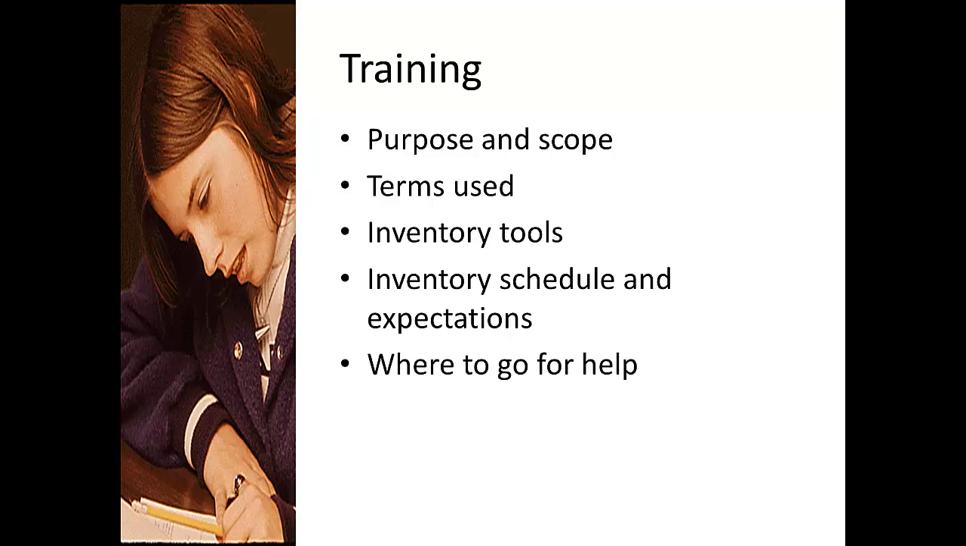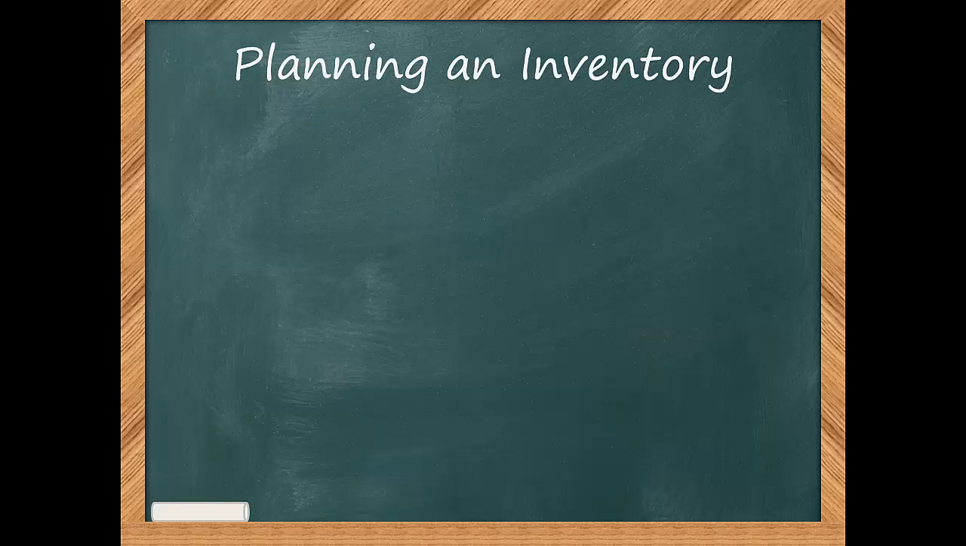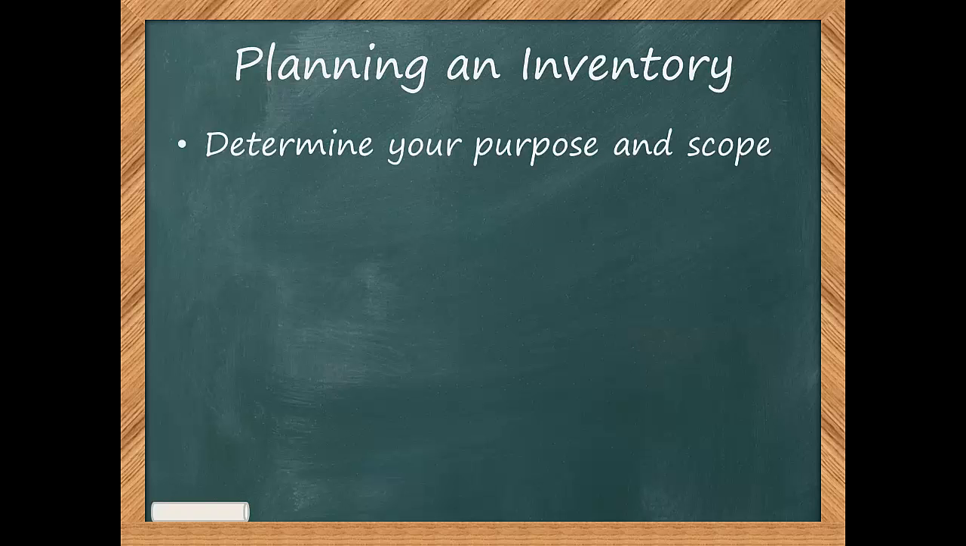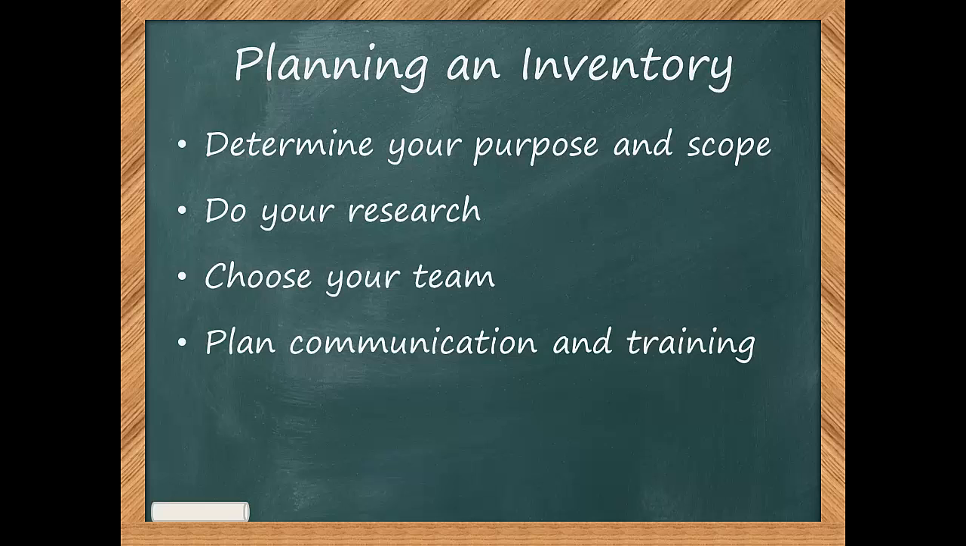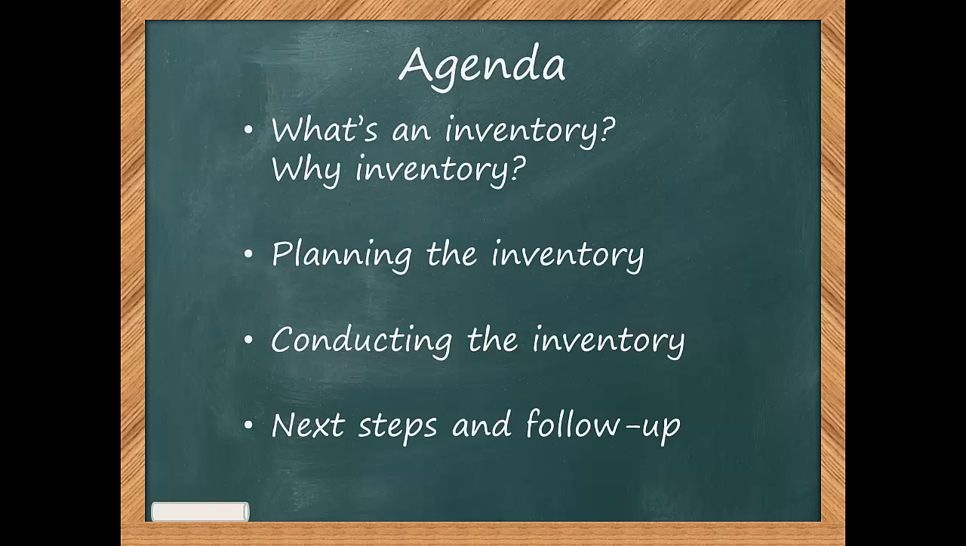To summarize, the planning phase of a record series inventory involves defining the purpose and scope of the project, doing some background research, recruiting your team, and planning the communication and training you'll need to make sure your project is successful. We started this series by describing what a records inventory is and why you would conduct one. In this segment, we looked at planning an inventory. In the next segment, we'll look at ways to conduct the inventory and gather the information you need.